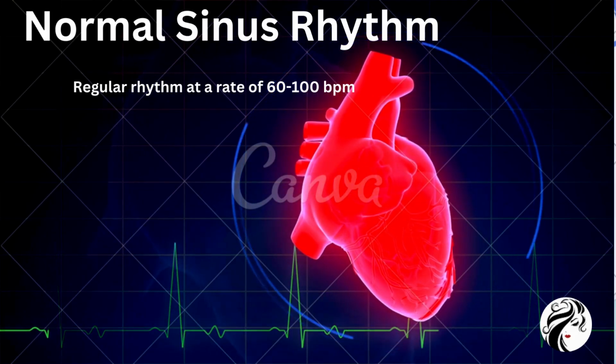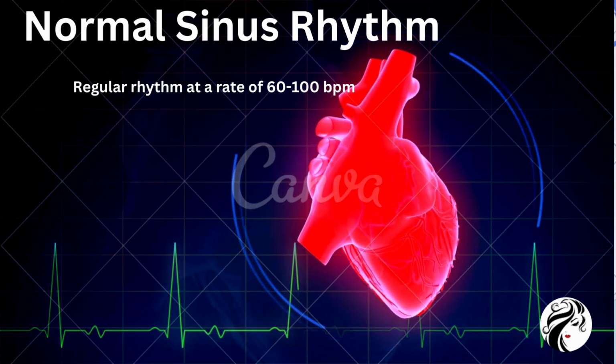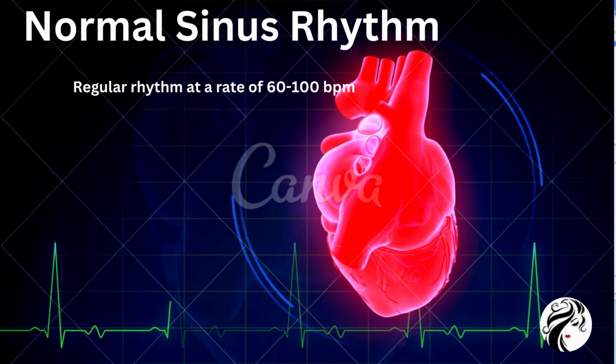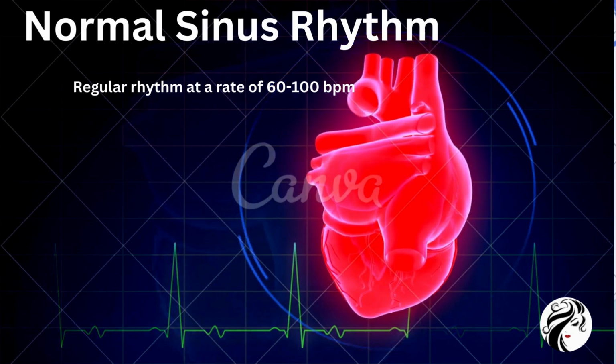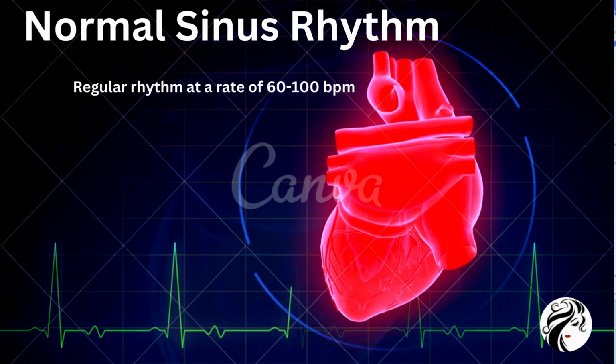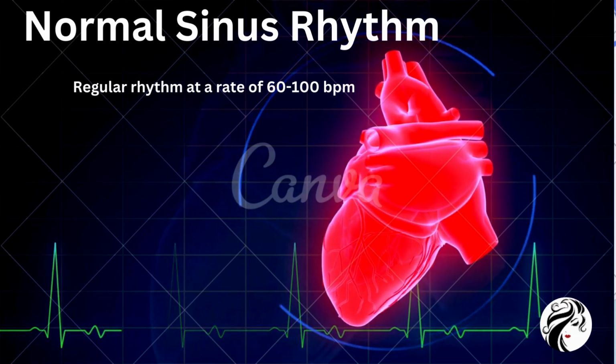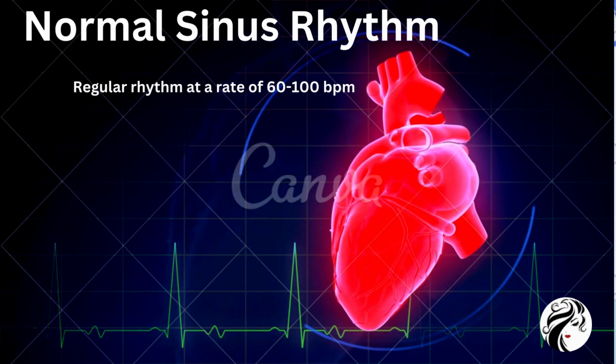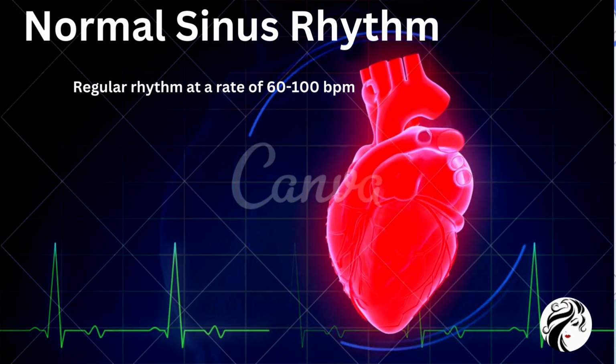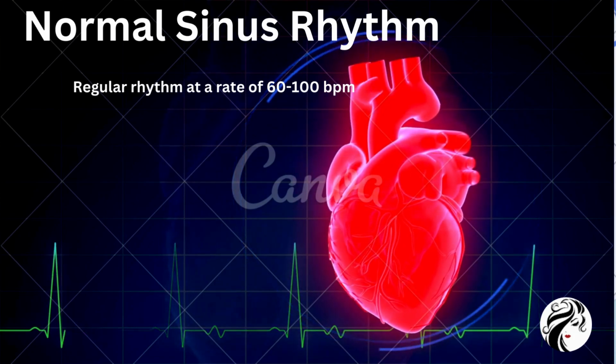So now we have the normal sinus rhythm. In my previous videos, we discussed the ECG, from which you have the understanding of the P wave, QRS and T wave. Here we will also do a quick revision so you will understand it.